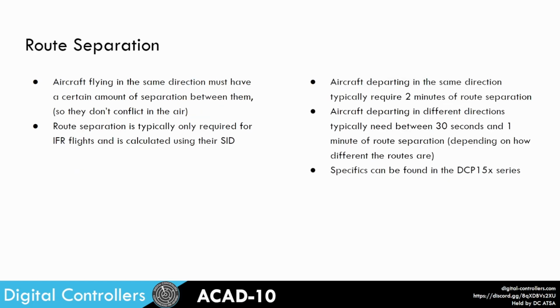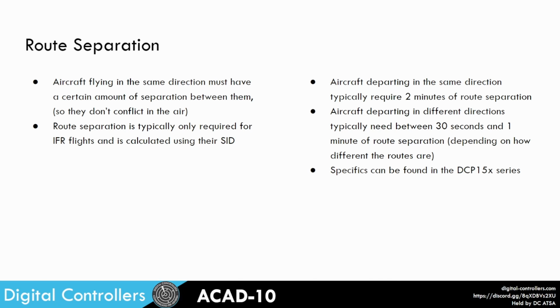Now let's have a look at this concept called route separation. Basically, aircraft that are flying in the same direction need to have some amount of separation between them so that they don't conflict in the air. This is typically only required for IFR flights, because VFR flights will typically maneuver a bit more and can see other aircraft and can maintain visual separation.